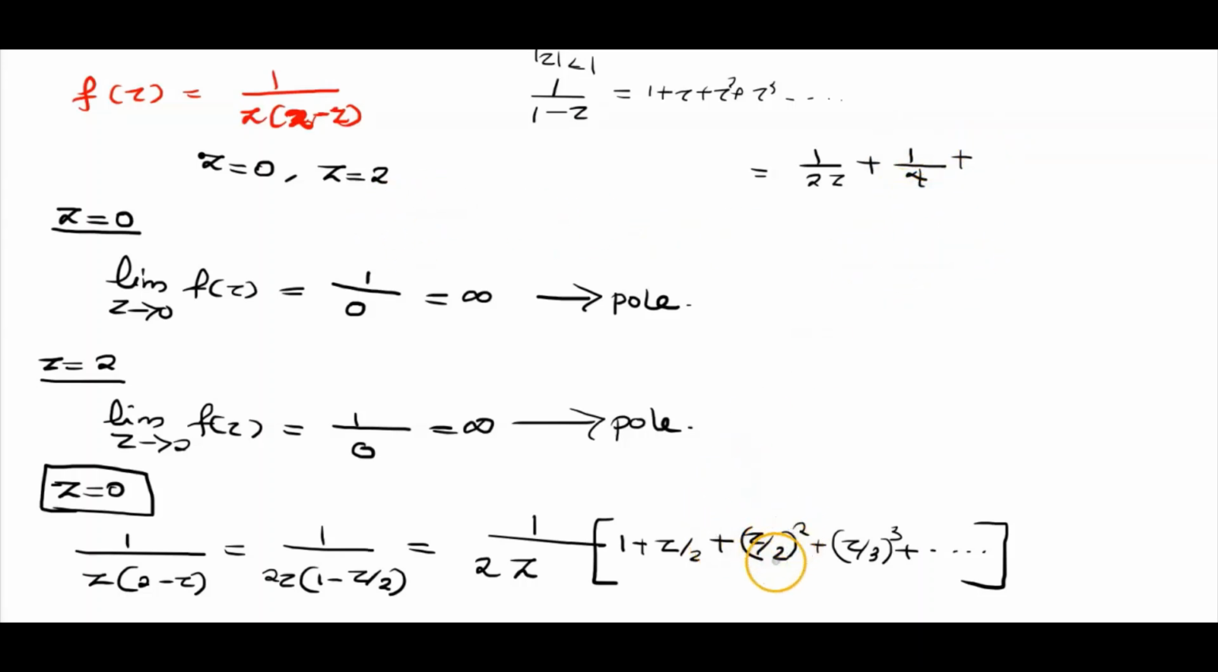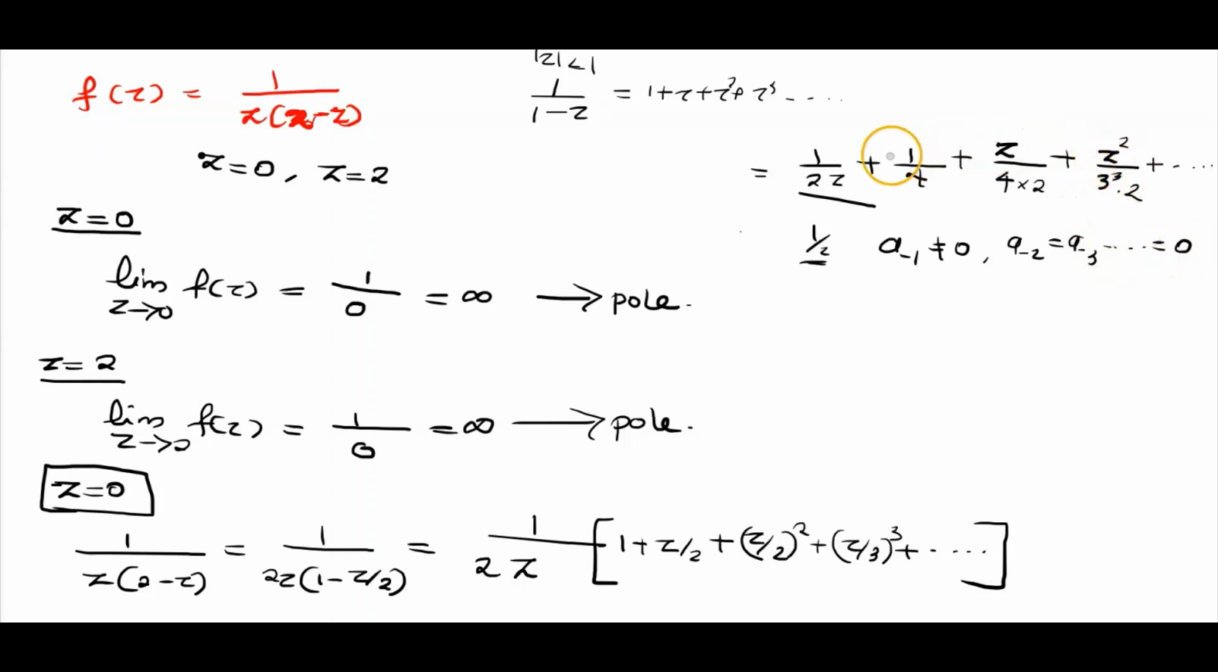And this is z square by 4 divided by 2z. One z cancels, z divided by 4 into 2. That means z by 8 plus this is z cube. Z square is there, and by 3 cube into 2 plus etc. And clearly only the coefficient of 1 by z is there. That means a minus 1 is not equal to 0. All a minus 2, a minus 3, etc. are equal to 0. Only the negative power is 1 by z. That means z raised to minus 1 is there. So this is z equal to 0 is a simple pole.